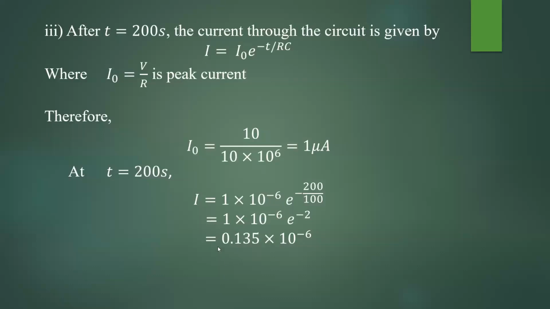If you calculate, you will definitely get 0.135 into 10 to the power minus 6. E to the power minus 2 is 0.135. I can express this in terms of microampere. So you can write it as 0.135 microampere. That is the answer for the current at t equal to 200 second.